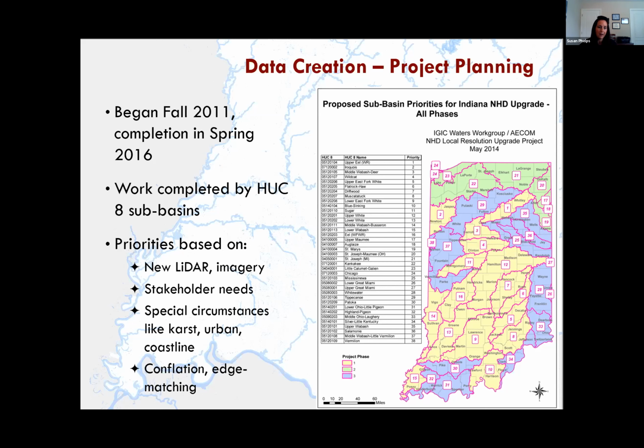And then, of course, we had to prioritize work for the conflation efforts and edge matching. So trying to avoid working on adjacent areas at the same time for that purpose as well. And I will say too that the priorities changed quite a bit throughout the project. So we had to be quite flexible in terms of what came next.